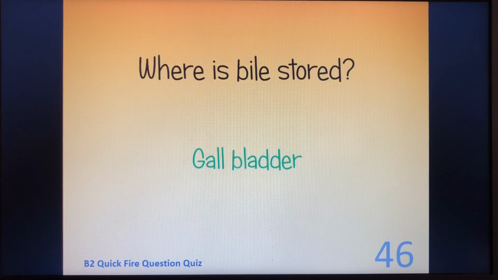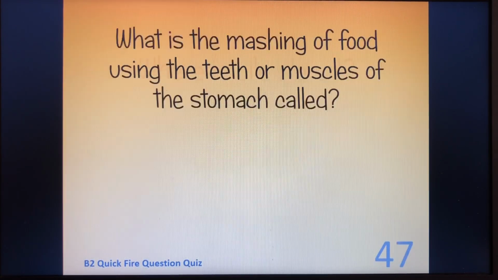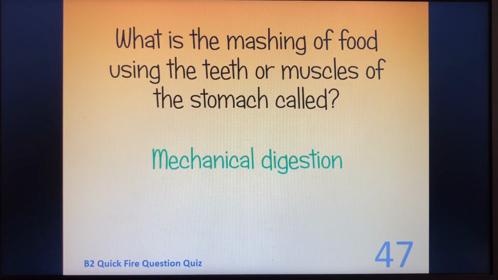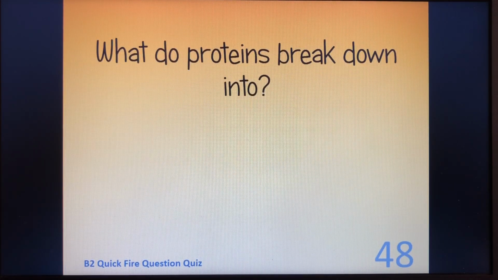Question 47, well done for sticking with the B2 quickfire question quiz. What is the mashing of food using the teeth or muscles of the stomach called? And the answer is mechanical digestion, not involving any chemicals like enzymes, which would be chemical digestion. This one is just called mechanical digestion. The churning of the muscles of the stomach, remember they like that word churn, and the breaking down of the food using the teeth.